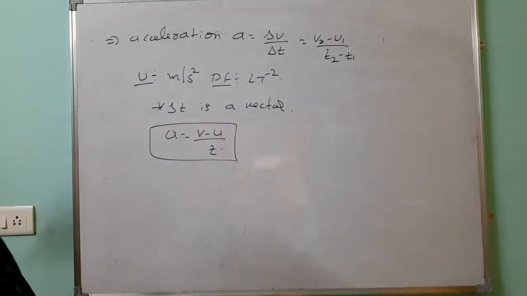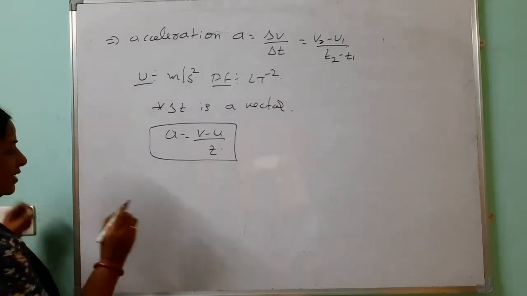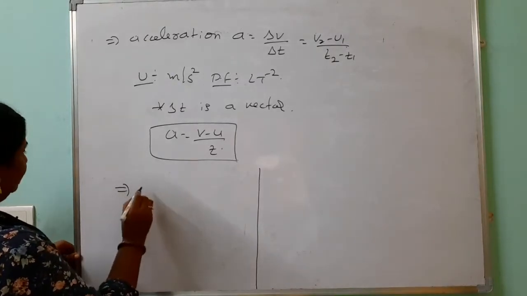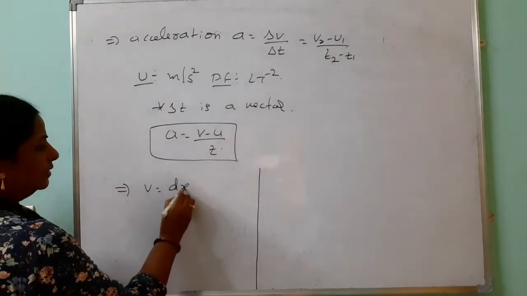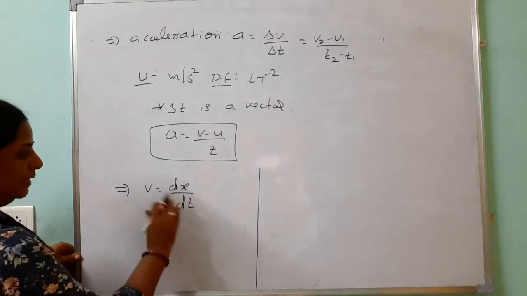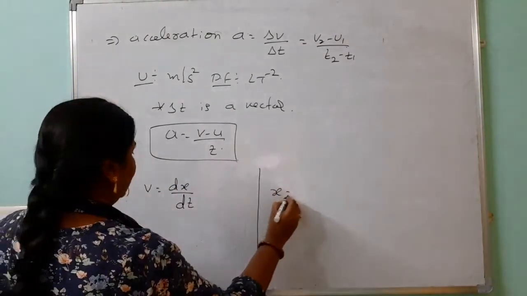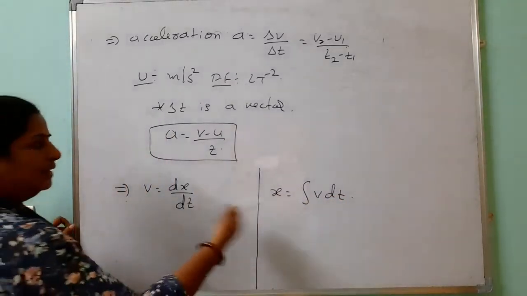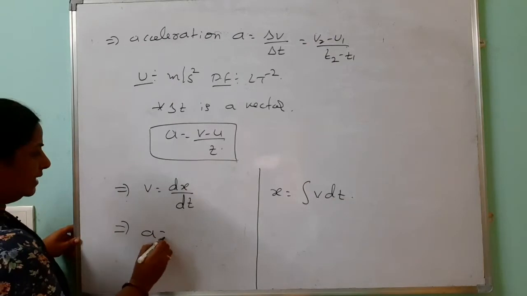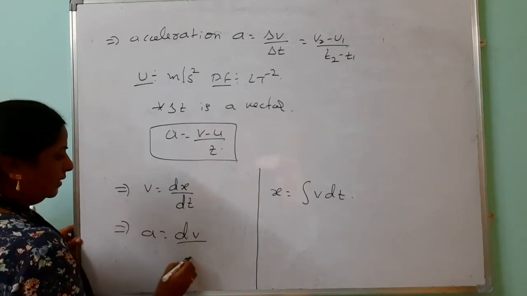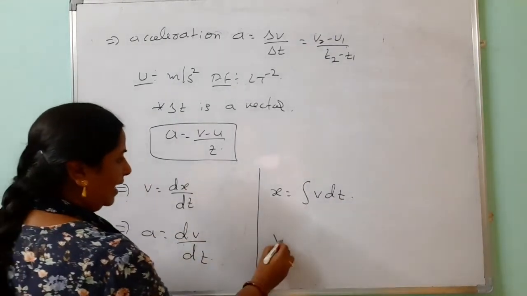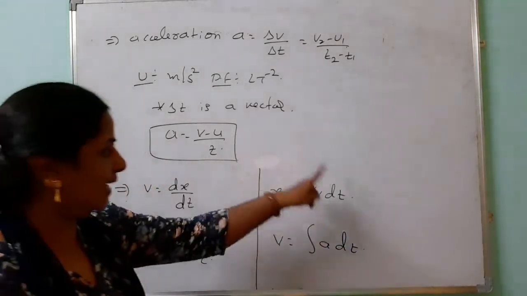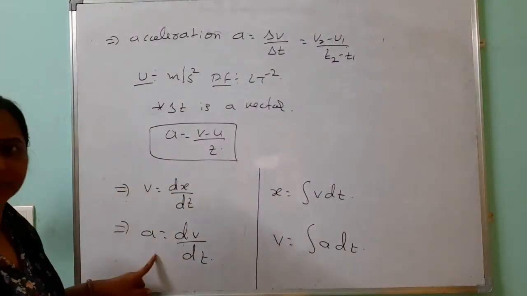This is the acceleration. Based on this, always remember that one side is based on differentiation. Look here. Velocity equals the rate of change of displacement. The opposite: x equals the integration of velocity gives the displacement. Then acceleration equals the rate of change of velocity. Then velocity equals the integration of a dt.